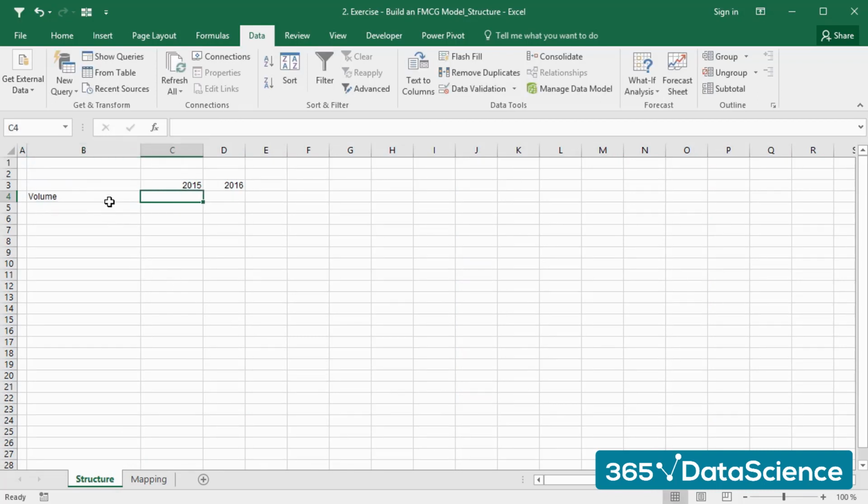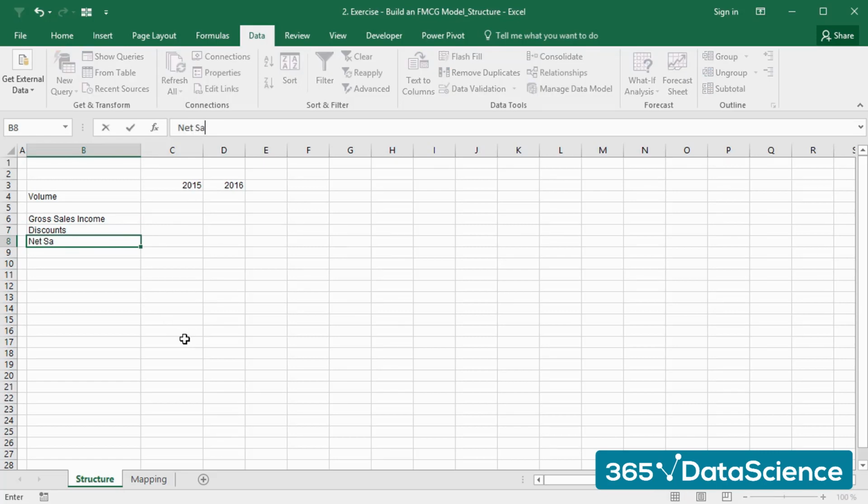I will leave a blank row and will add gross sales income, which shows the revenue of the company before it provides discounts to its clients. That's why we'll have to add discounts. As we already said, gross sales income minus discounts equals net sales. Net sales is the amount of sales that actually goes into the company's bank account. This is the primary sales figure reviewed by analysts when conducting a financial analysis.